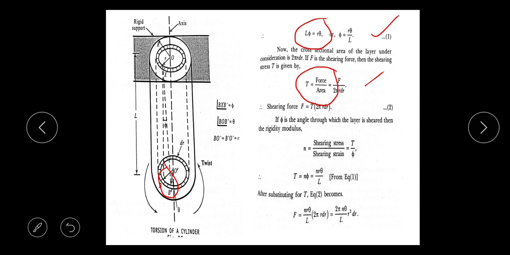Next we'll rewrite this for shearing force F. Shearing force is equal to T multiplied by 2 pi r dr. That is taken as equation number 2. So we have two equations here now: one is for shearing force, another one is for shearing angle.